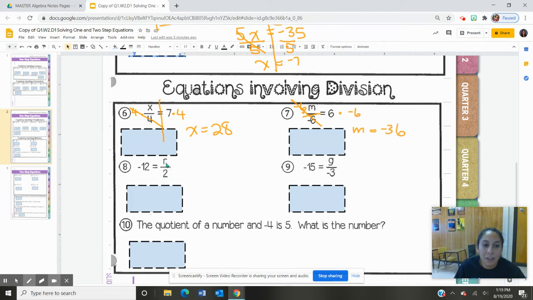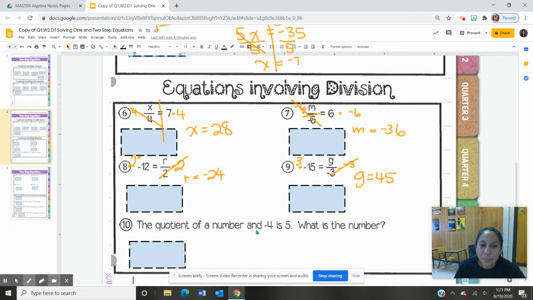Problem 8. R is being divided by 2, so the opposite, multiply by 2, multiply this side by 2, so R is equal to -24. Problem 9. G is being divided by -3, so the opposite is to multiply by -3. Okay, so when I multiply this side by -3, a negative times a negative gives you a positive, so G is equal to 45. Problem 10.